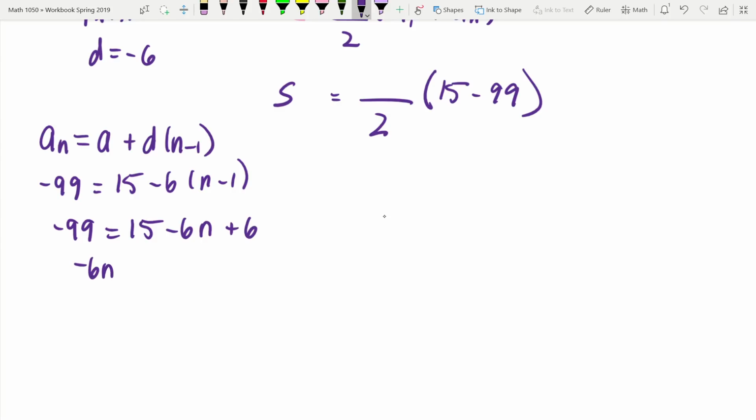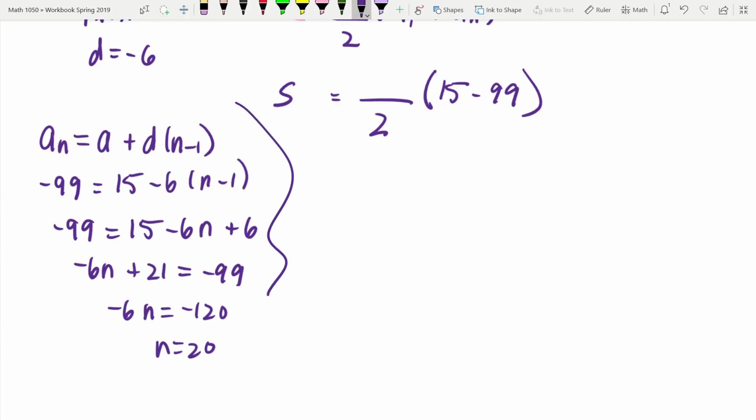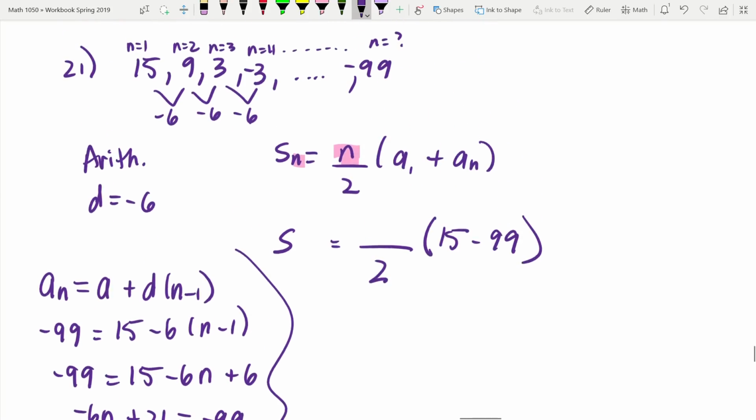That gives me negative 6n plus 21 equals negative 99. Pull my 21 over, and I get negative 6n equals negative 120. Divide by negative 6, and I know that's the 20th term. You have to figure out it's the 20th term by using that. You can't write out all the terms and add them up. They're not gonna let you do that.